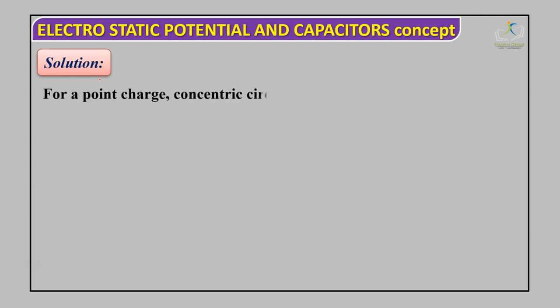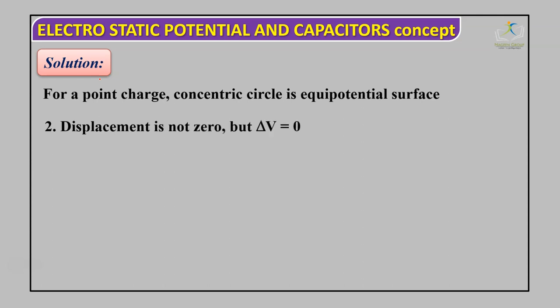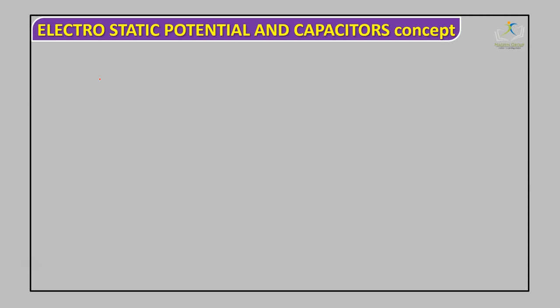So, we know that for a point charge, a concentric circle is an equipotential surface. Displacement is not 0, but delta V can be 0. According to that, the correct option is option 2. Next question, we have a statement first.